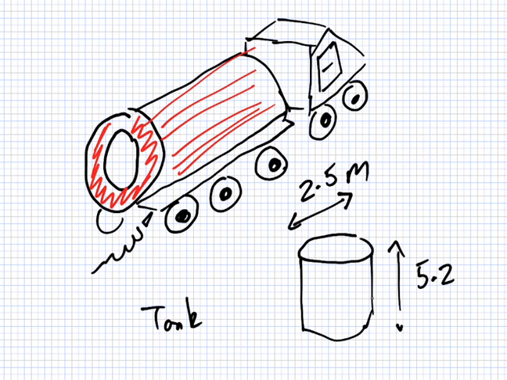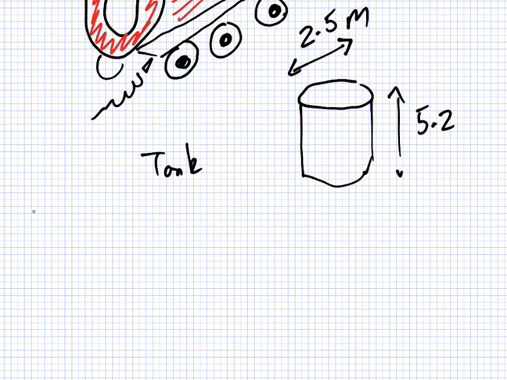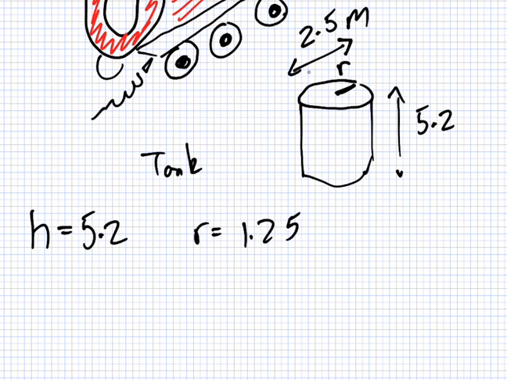Okay. Did I give you the formulas for the volume of a cylinder? No, but you know it already. But anyways, if I look at this cylinder, its height is 5.2, and its radius is 1.25, because it's half of this number. And the volume is pi r squared h.